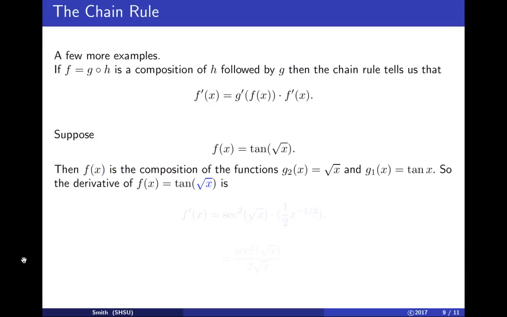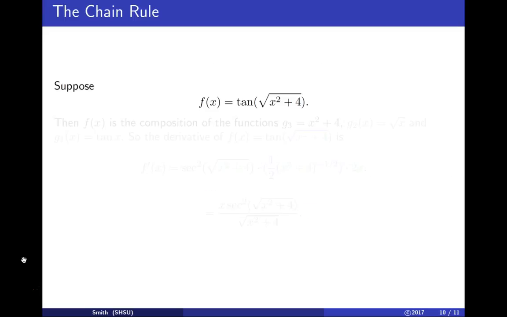Well, first off, what's the derivative of the tangent function? Secant squared. But wait a minute. Inside the tangent function, do I have just x? No, I have a square root. So now I need to multiply by the derivative of the square root. Now the square root is x to the 1/2, so the derivative is 1/2 x to the minus 1/2. If I clean that up a little bit, I get this answer. So the derivative of the tangent of the square root is the secant squared of the square root divided by 2 times the square root, all according to the chain rule.